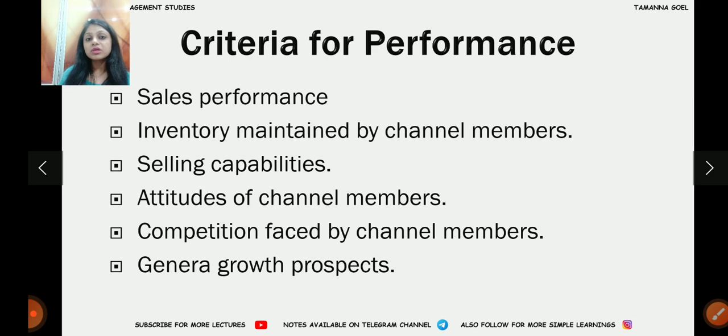Of course, they are very important, but also inventory, how much stock they are keeping with them, how much credit facilities they are giving, what their selling capabilities are. Whether or not they're bringing the sales numbers, that's fine, but what are their selling capabilities? What is the attitude of the channel members? How much competition do they have? In that particular market, how many more intermediaries are there? And what are their growth prospects? Here I would like to mention online marketing. Online marketing today has huge and abundant growth prospects, and hence everybody is there. So these are the various criteria of performance on the basis of which you can evaluate your channel members.